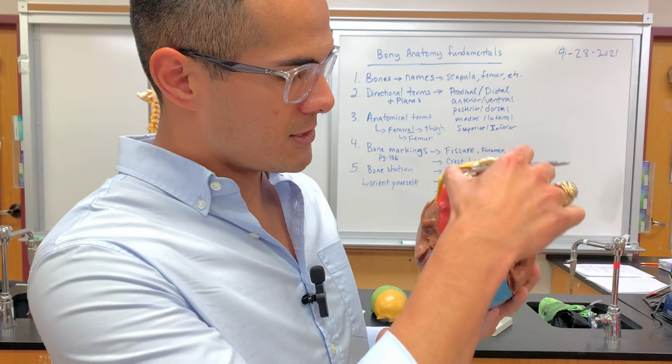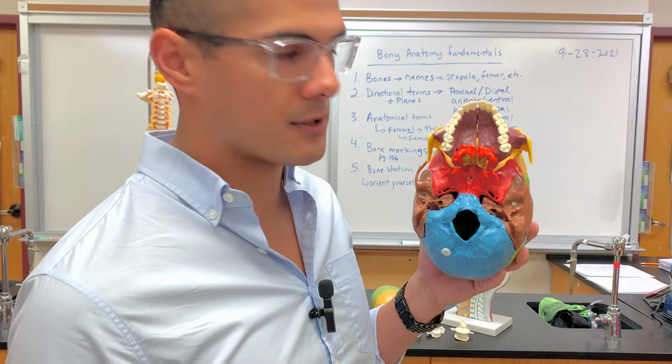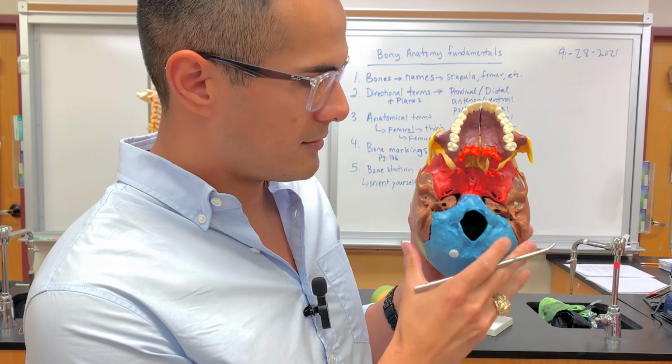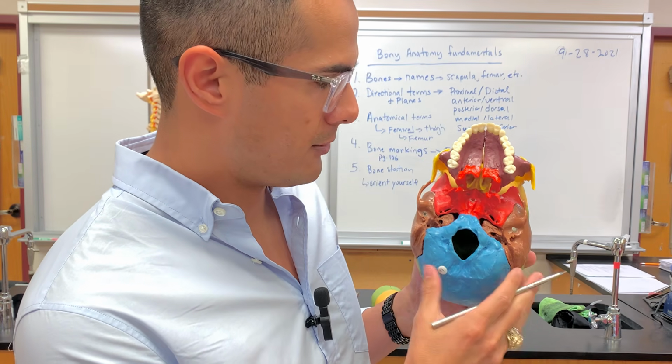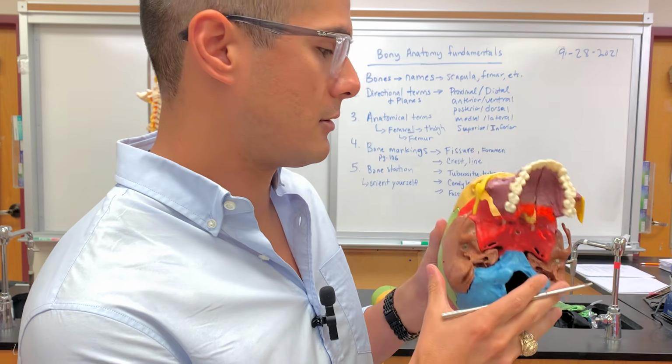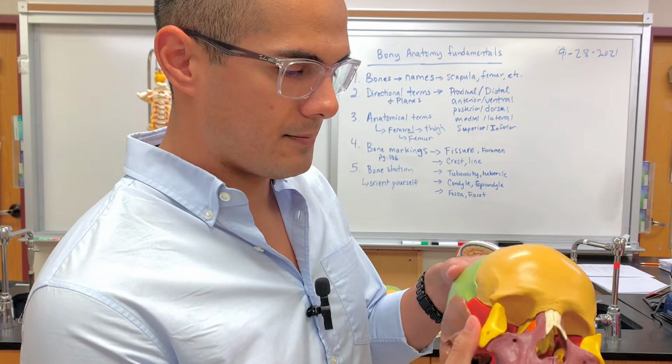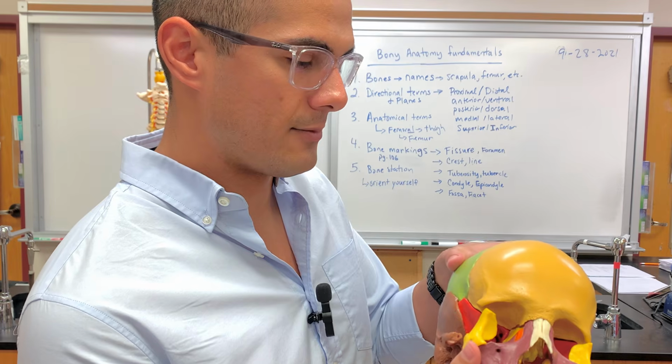wedge. So then if you look at an inferior view of the skull, this part that's kind of shaped like a bat, that's what's known as the sphenoid. Okay, so those are all the general bones that are found in the skull.